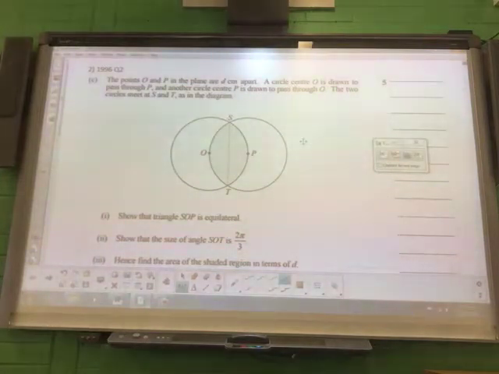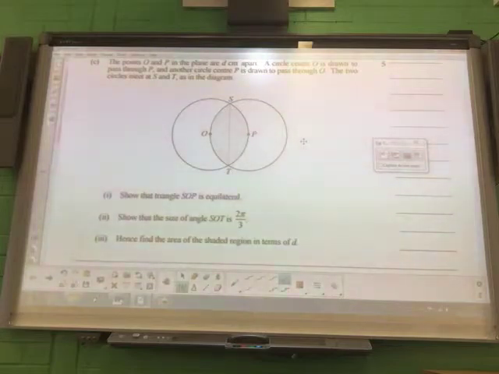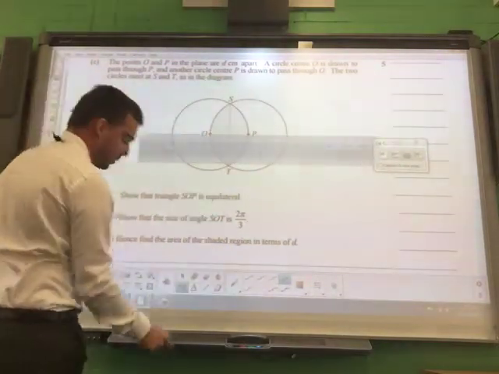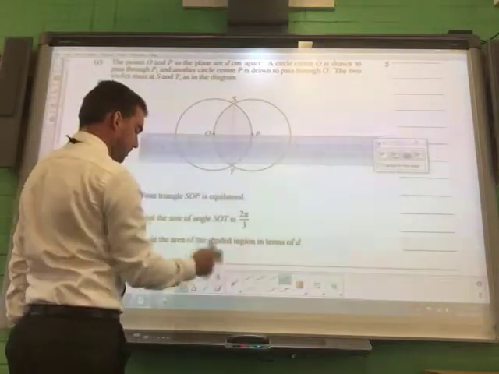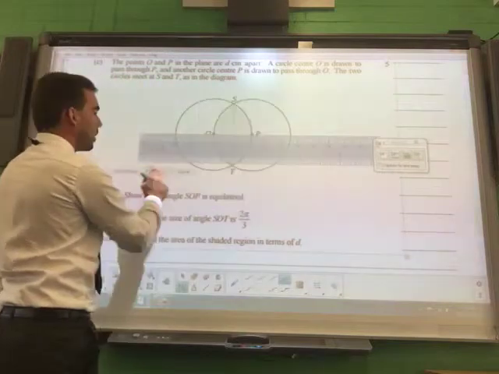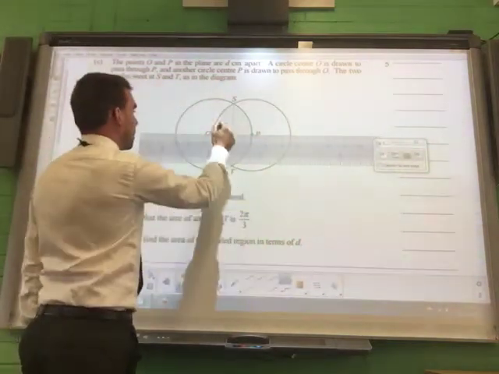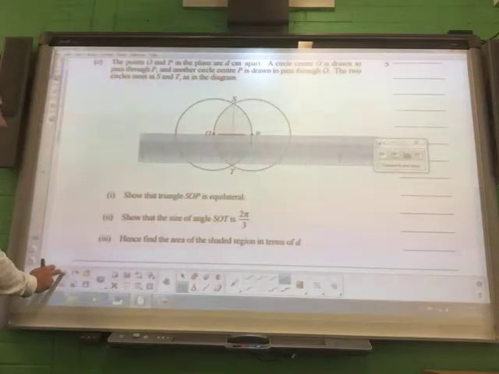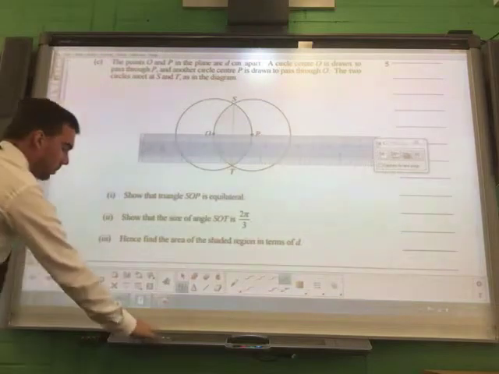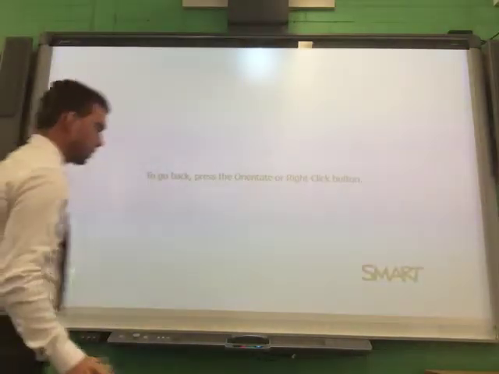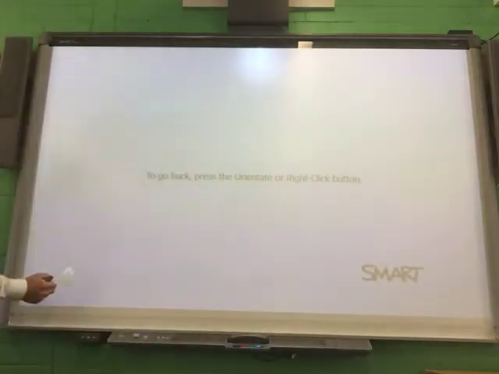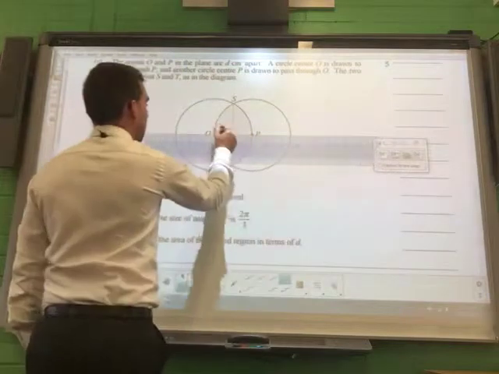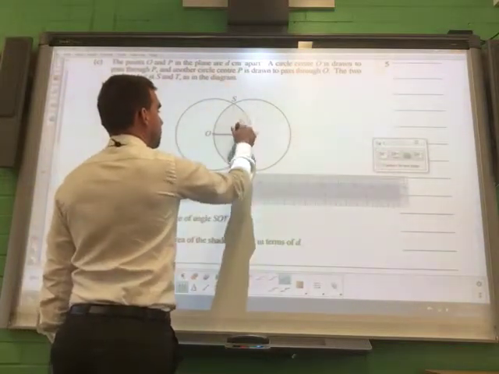Okay, so you need to make sure all that information is in the diagram, and if it's not, I suggest you start including that information in the diagram. So the first thing you need to include is the distance between O and P is d. Alright, so that is distance d.